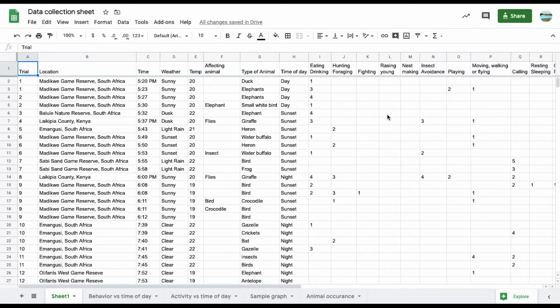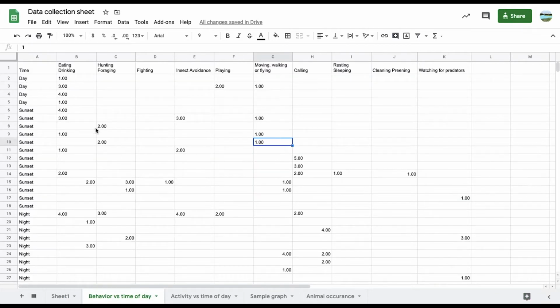What I am interested in doing is seeing how different behaviors might be different at the 3 different types of day that I collected data: during the daytime, around sunset, and at nighttime. To do this, I want to sort the data based on time of day and compare the behaviors for each one. I set this up on the next tab over here, where you can see that I have the time of day and then the number of times I saw each behavior.